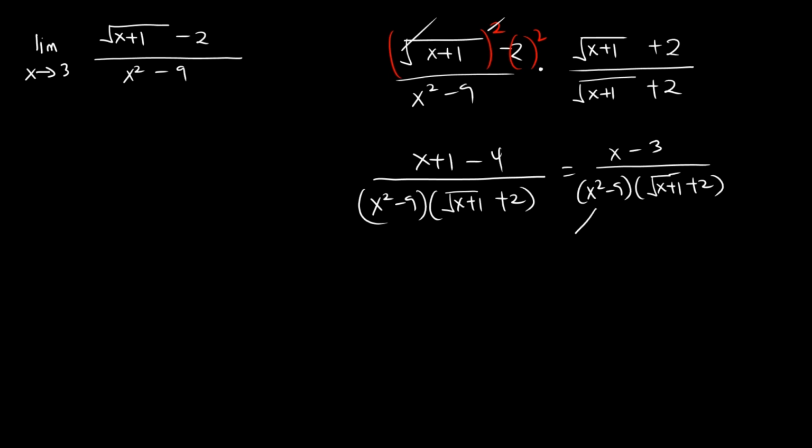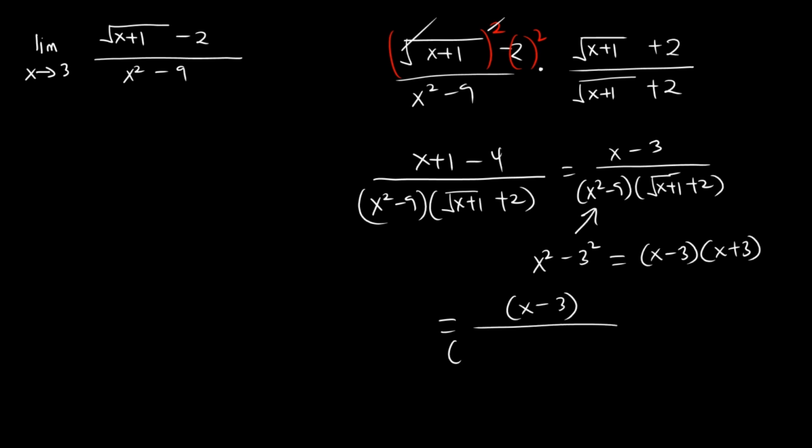So now let's look at what we have here. I can write this as x squared minus 3 squared, and you see that again you have a difference of two squares here. So we are going to rewrite this as x minus 3 times x plus 3. Okay, so now let's rewrite the whole expression. So we're going to have x minus 3 divided by x minus 3 multiplying x plus 3, and then also multiplying the square root of x plus 1 plus 2.